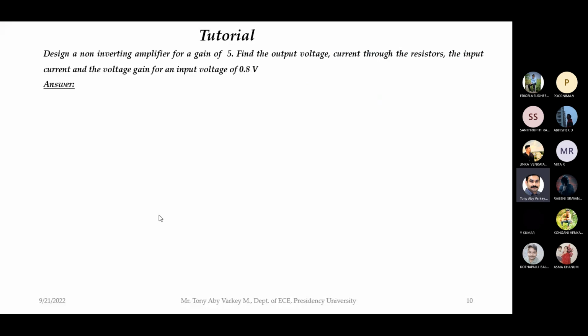Design a non-inverting amplifier for a gain of 5. Find the output voltage, current through the resistors, the input current and the voltage gain for an input voltage of 0.8 volt. So the question is to design a non-inverting amplifier for a gain of 5. So the gain required is 5.